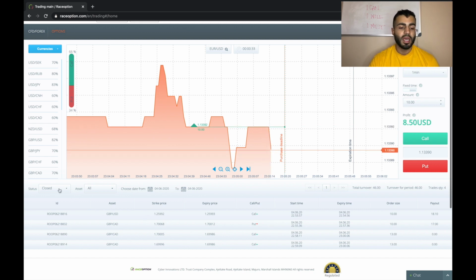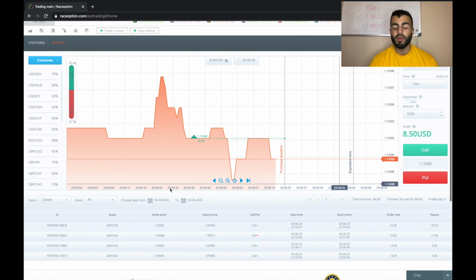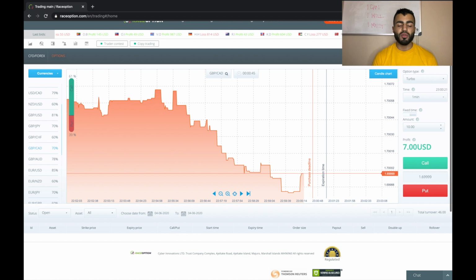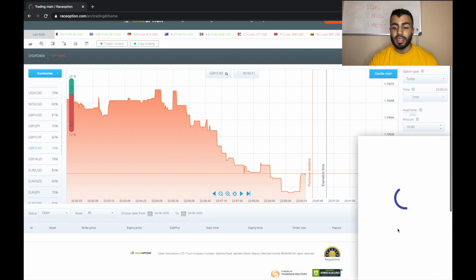All right, guys, so this is just something you definitely want to know. It'll give you a really in-depth understanding of how to use RaceOption even better. Once you fund an account with RaceOption, you can just contact the support here, and you can ask them to create a demo account for you.